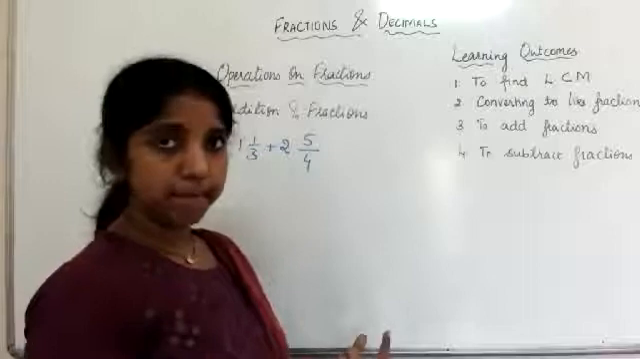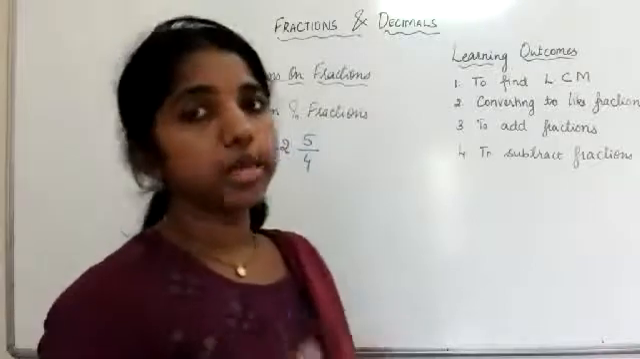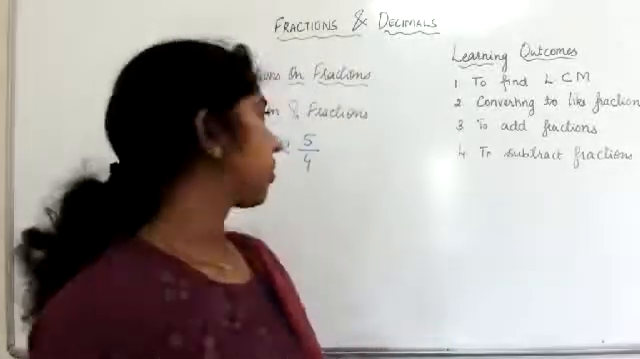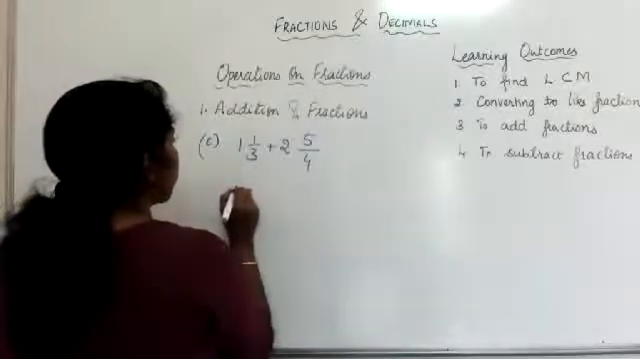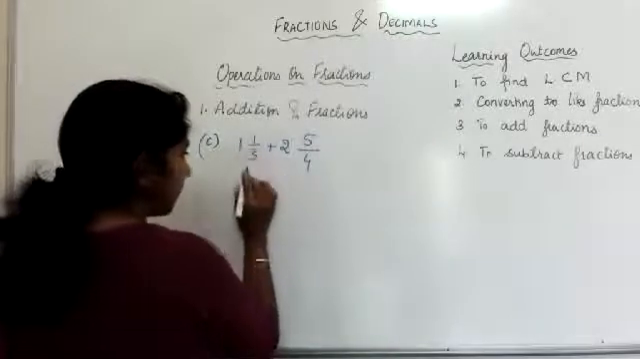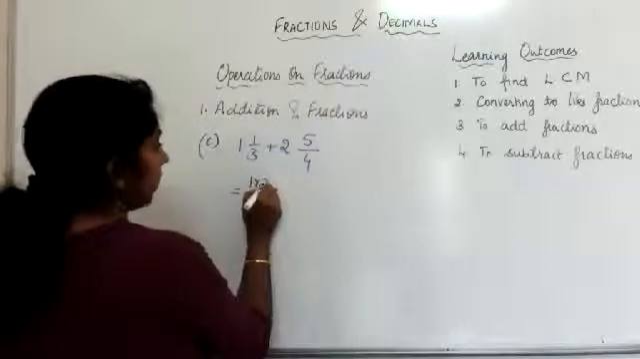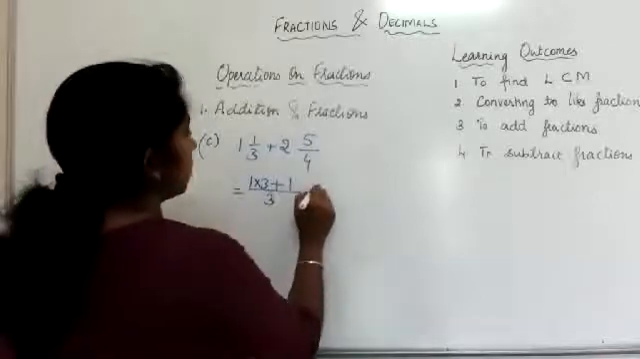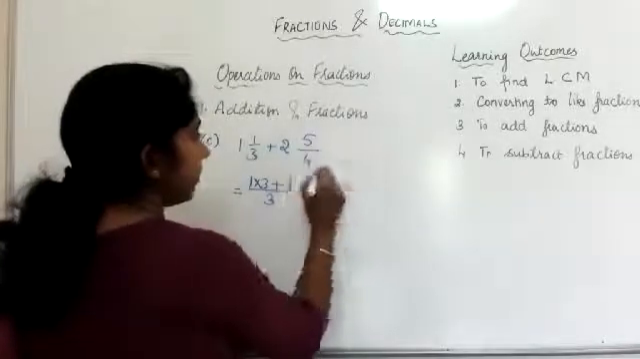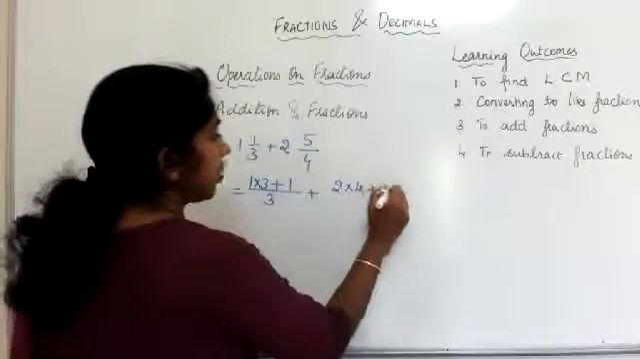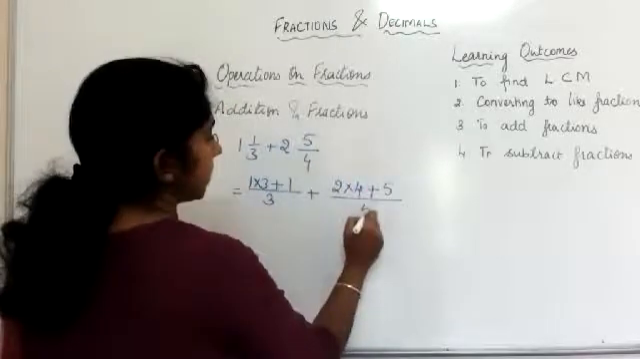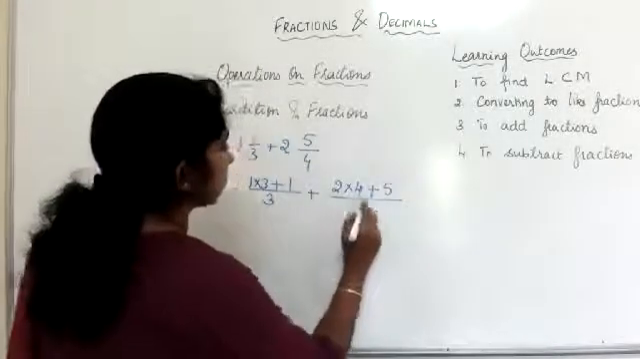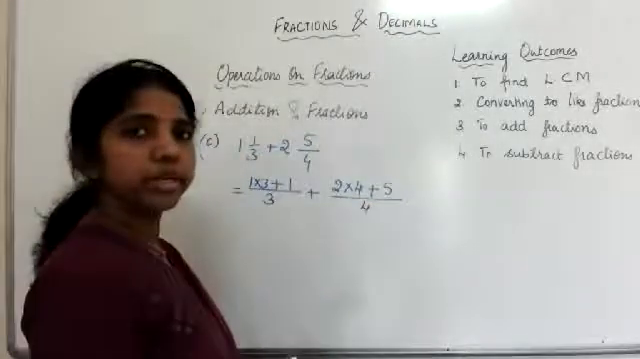add this? Very simple. You all know how to convert a mixed fraction to an improper fraction. Yes? So how to convert a mixed fraction to an improper fraction? You multiply the whole number with the denominator plus the numerator, divided by the denominator, which remains as it is. So it is the whole number part into the divisor plus the numerator, divided by the divisor. The divisor remains as it is.